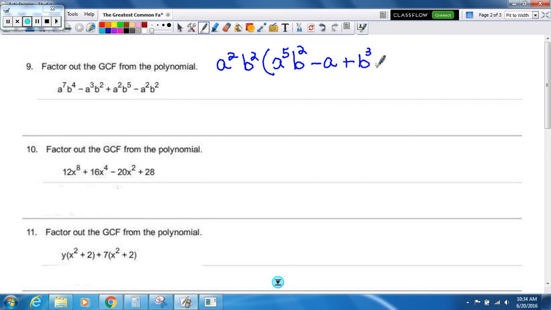Then I have a minus sign. Now, be careful here because you can't leave a negative sign just hanging, and it is division, so anything divided by itself is always equal to 1. So a squared b squared divided by a squared b squared is 1. So that's the answer to that one.